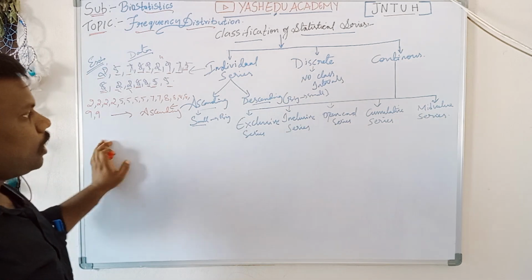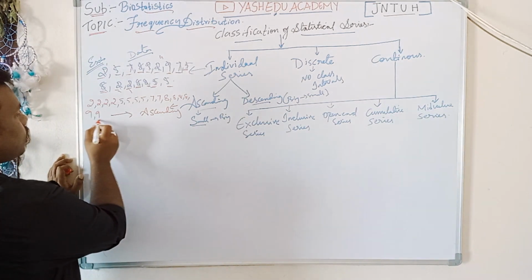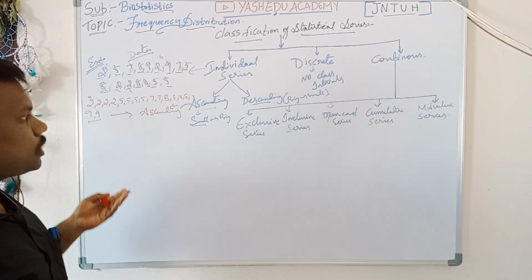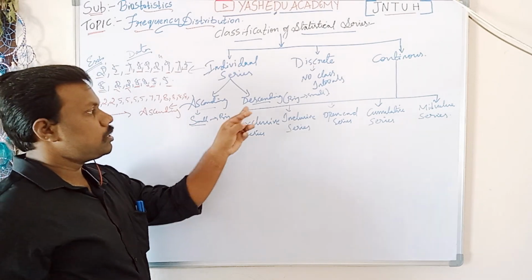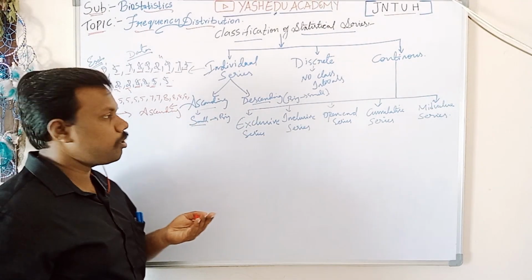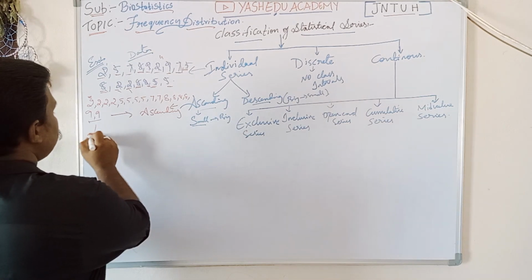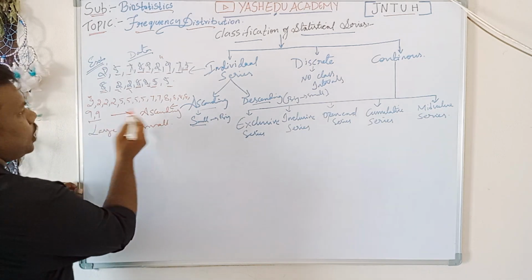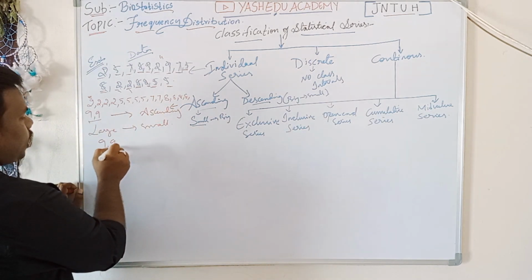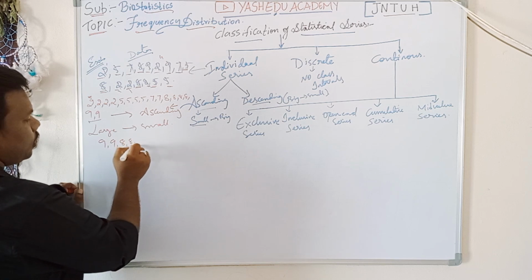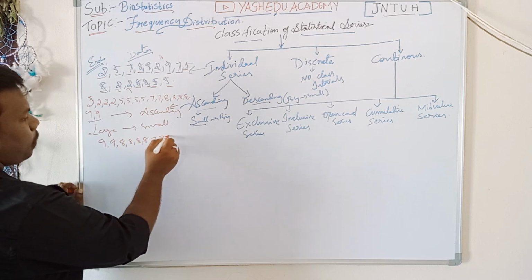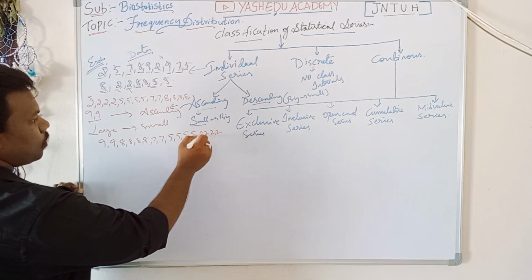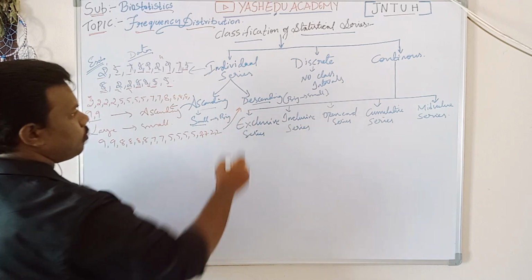When it comes to descending, we should start from back to front, means from the largest number to the smallest. We should write the numbers in reverse order: 9, 9, 8, 8, 8, 8, 7, 7, 5, 5, 5, 5, and 2, 2, 2, 2. So this comes under the descending format.